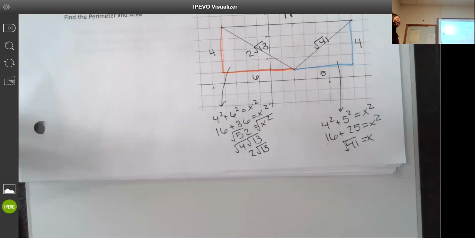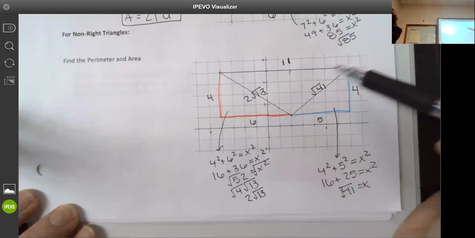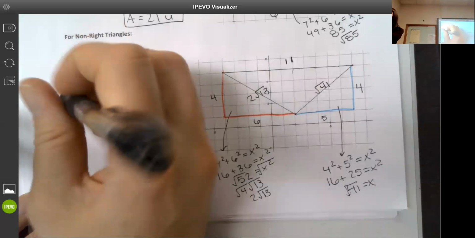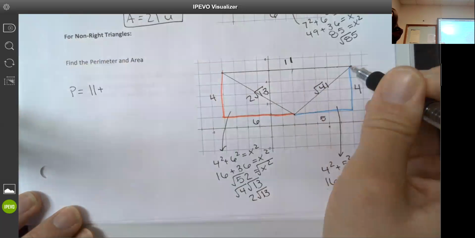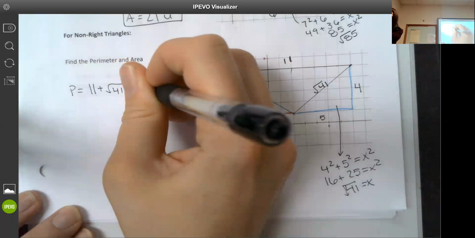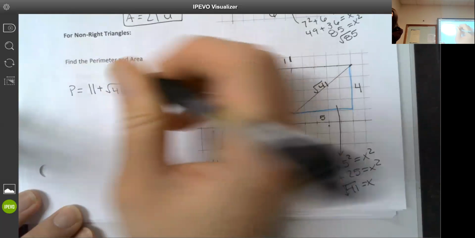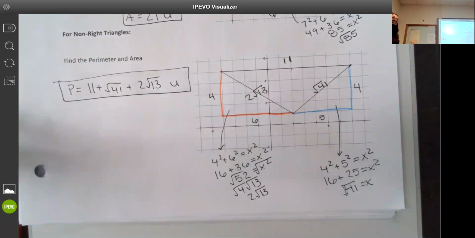So to find my perimeter for this one, just be careful. It's not the outer perimeter here. It's the perimeter of the shape that was given. So my perimeter is 11 units here, plus the square root of 41, plus 2 square roots of 13. Now, none of that can be combined. There's no like radicals there, and there's no simplifying that can take place. So for perimeter, I'm just literally saying, these are my 3 sides. None of them can be combined.